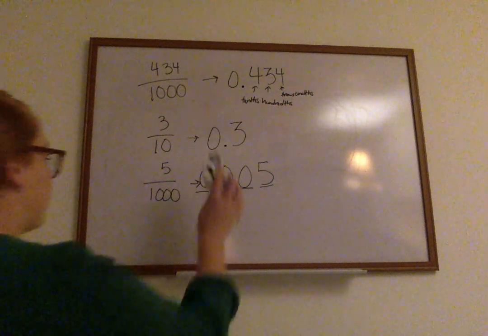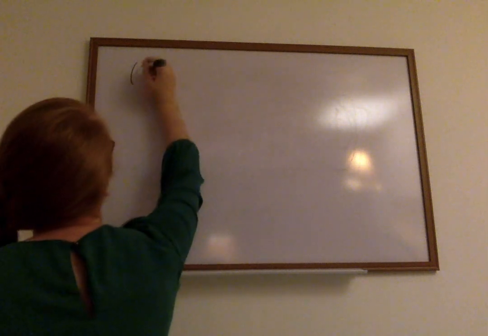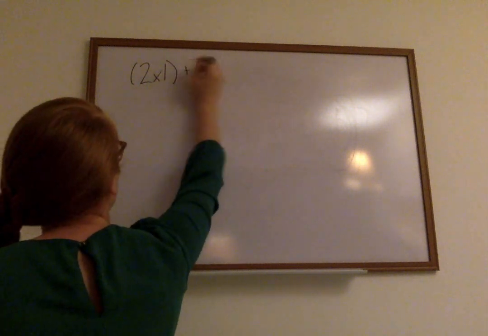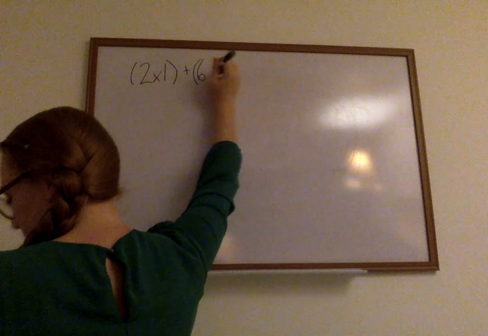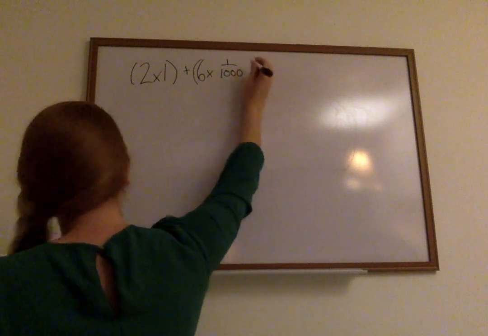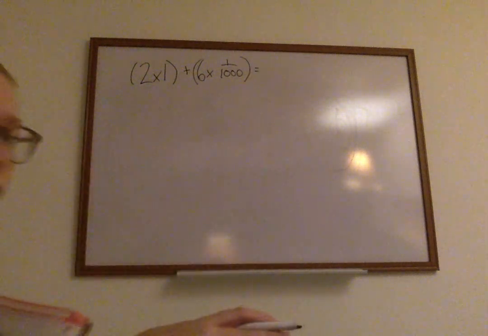All right, the next thing we learned about was in 1-4. And in 1-4, it was understanding decimal place value expanded to standard form. All right, so if we have 2 times 1 plus 6 times 1 over 1,000. This is expanded form. We want to put it in standard form.